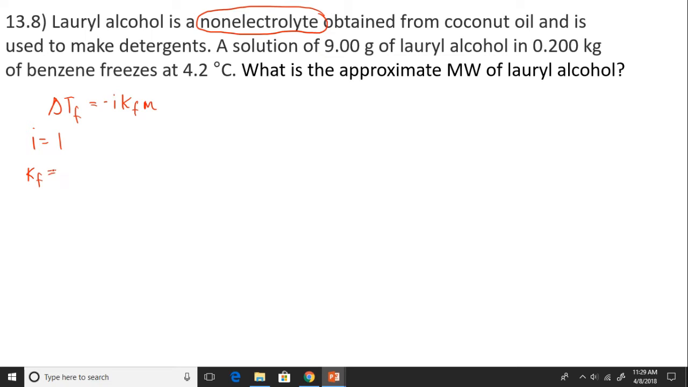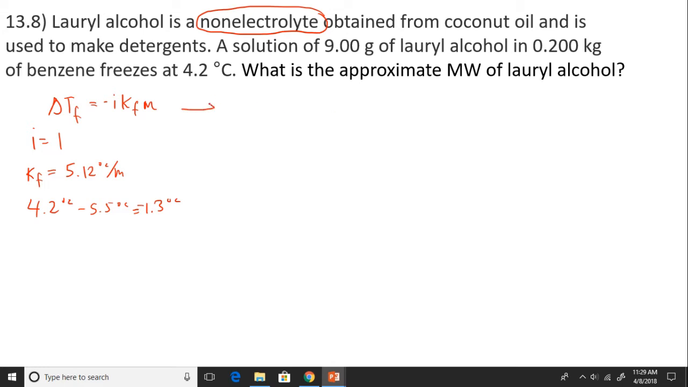KF, if this was an exam question, I would give you KF, or for this question, you'd have to look it up. So the KF for benzene is 5.12 degrees Celsius per molal. And then the last thing we need to find is our change in freezing point. The normal freezing point of benzene is 5.5 degrees Celsius. We observe 4.2 degrees C minus 5.5 degrees C for a change of negative 1.3 degrees Celsius.